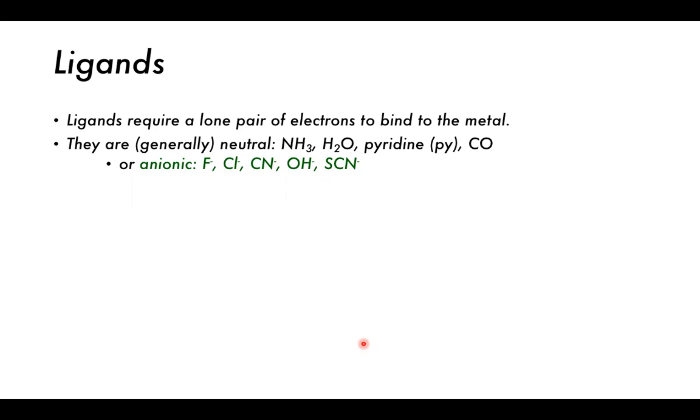Ligands are generally Lewis bases capable of donating electrons to the metal center. Generally, they're not super electropositive, so they're capable of having electron density. Some are neutral ligands, such as ammonia, water, and pyridine. Or there are also common anionic ligands, so fluoride, chloride, cyano, hydroxide, and thiocyanate.